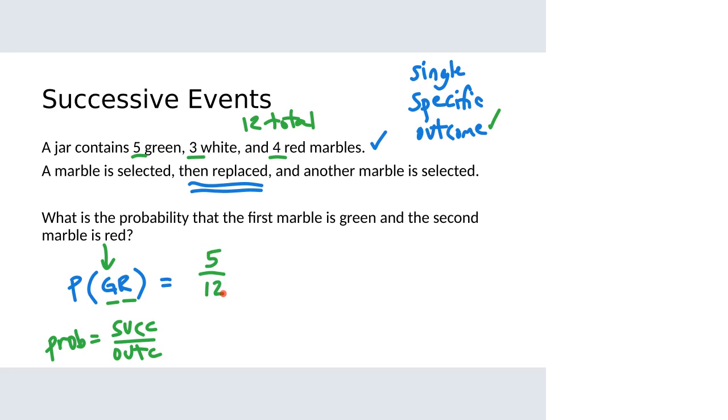Okay, now what I'm going to do is I'm going to put that marble back in the jar, mix them all up. What's the probability I get a red marble on the second draw?